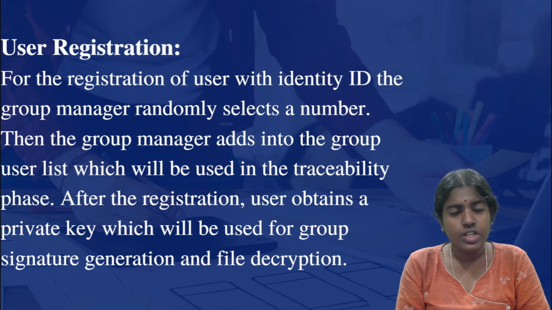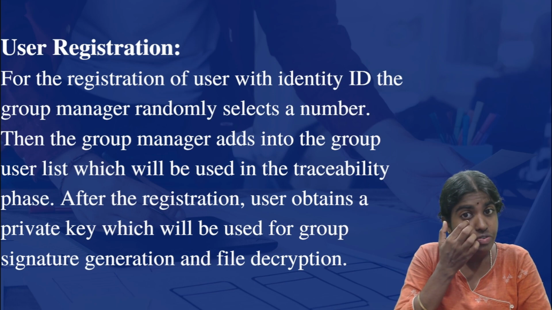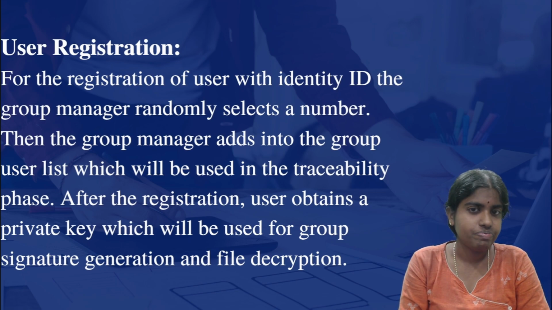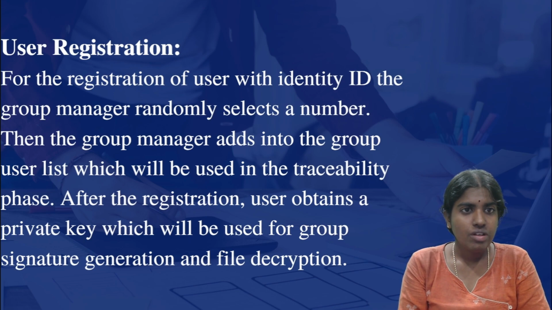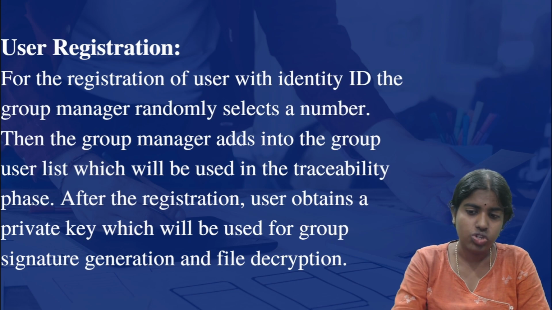So firstly, for the user registration, what we are going to do in this user registration. For the registration of a user with identity, the group manager randomly selects a number. Clear with this? Then the group manager adds it into the group user list, which will be used in the traceability phase. After the registration, the user obtains a private key, which will be used for group signature generation and file decryption. So that is the user registration module.